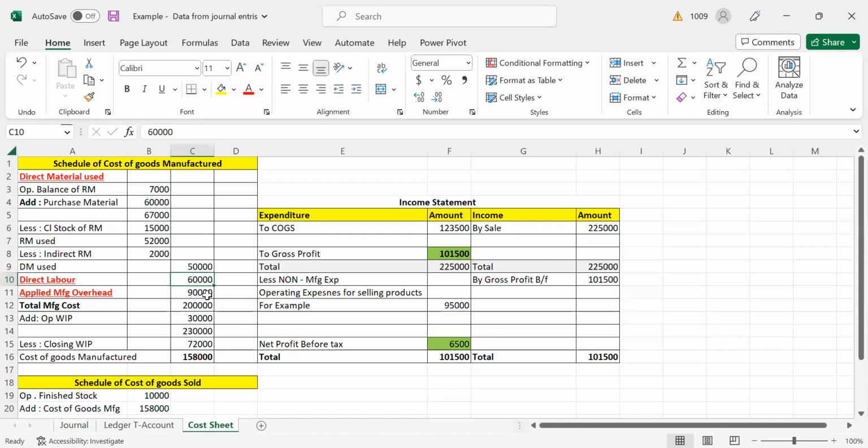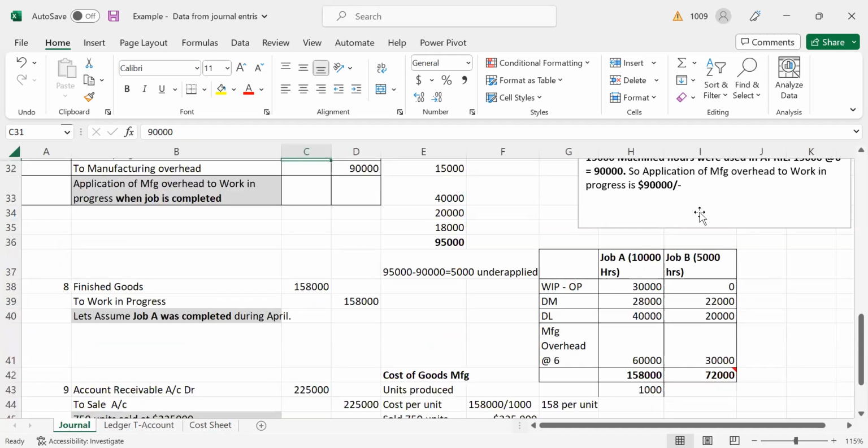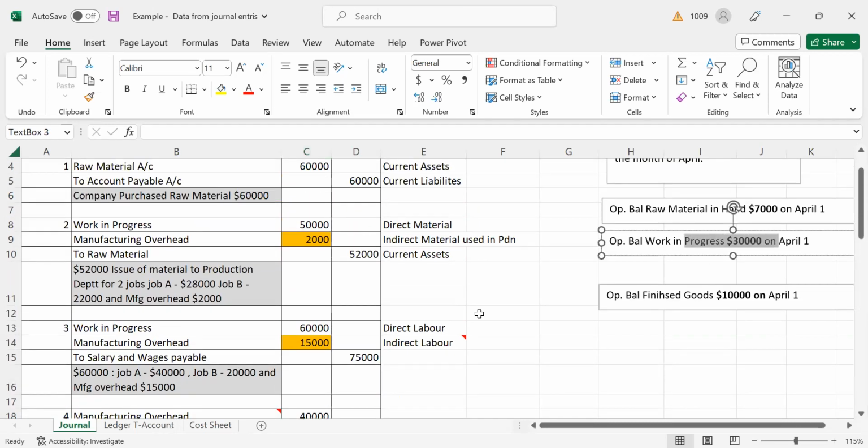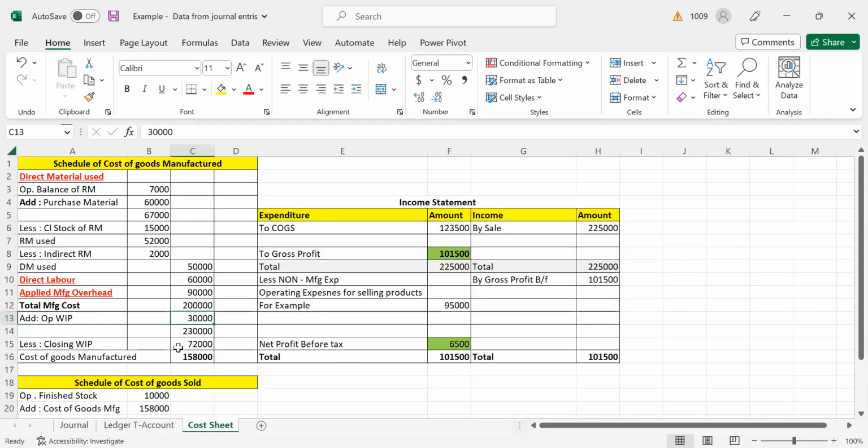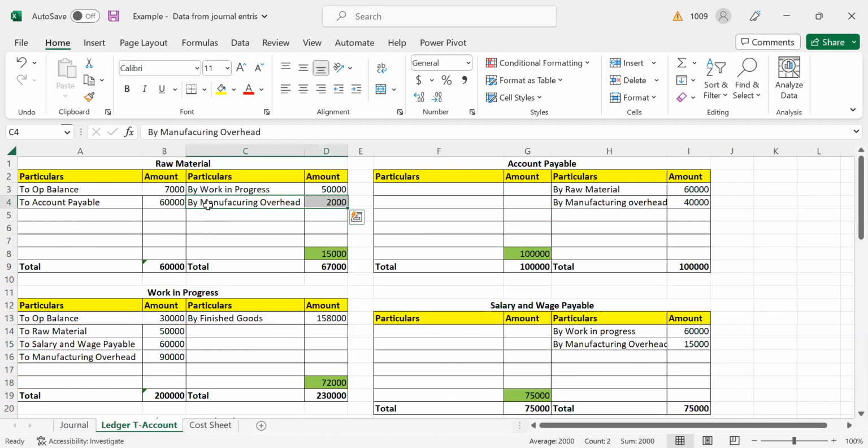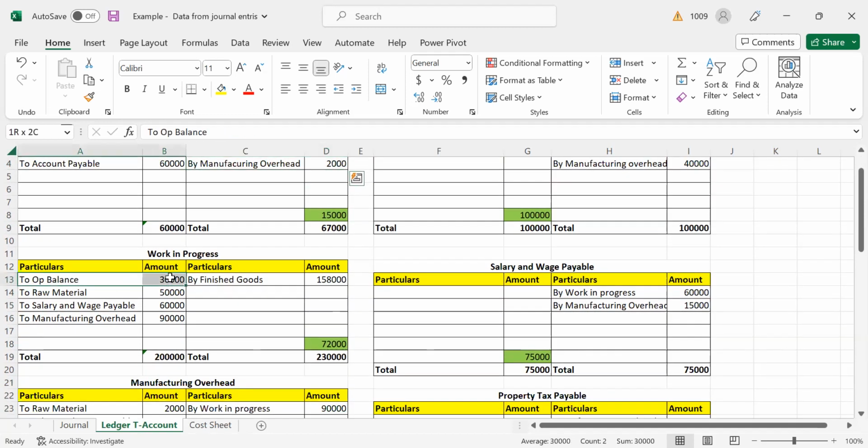Next, total manufacturing cost is 2 lakh. Add work in progress 30,000 as the opening balance. Opening balance is already given in the question, 30,000. Next, we need to know what the closing work in progress is. So closing work in progress that we have here: opening balance, add material, add salary, add manufacturing overhead, right? So total expenditure will be 200,000, minus that we have finished goods here, and 72,000 is the closing balance for the work in progress.